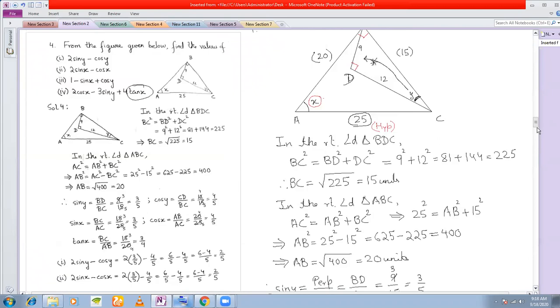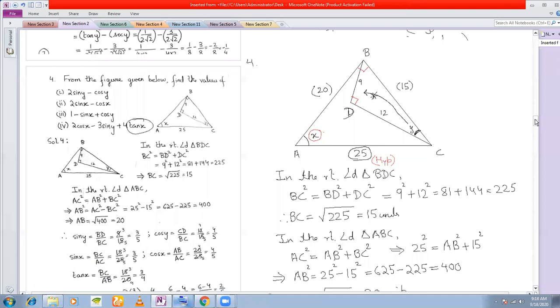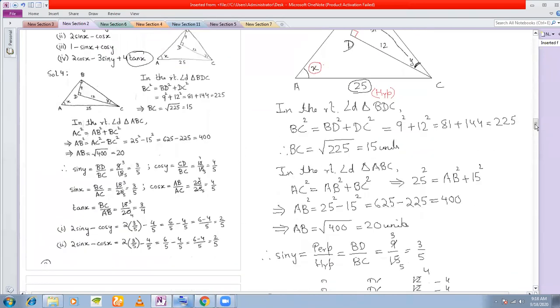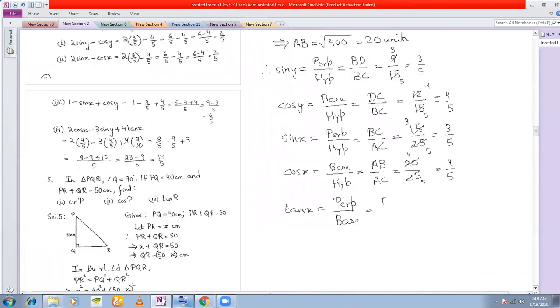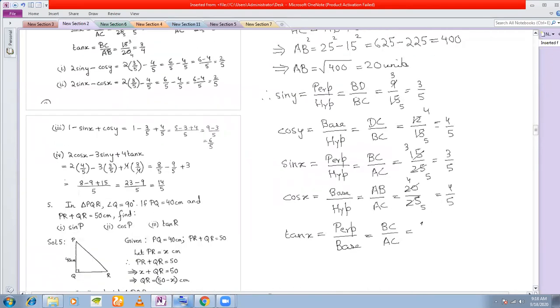Perpendicular, when we are talking about x, we are talking about the bigger triangle. And which one is the perpendicular? BC is the perpendicular here. And the base is AC. So BC by AC. So BC here is 15, AC here is 25. So 15 by 25. So this is 3 by 5. So we've got the value of tan x.